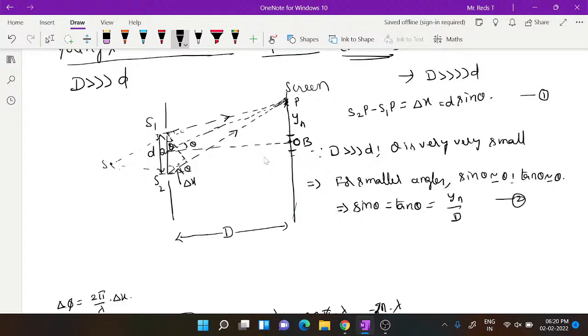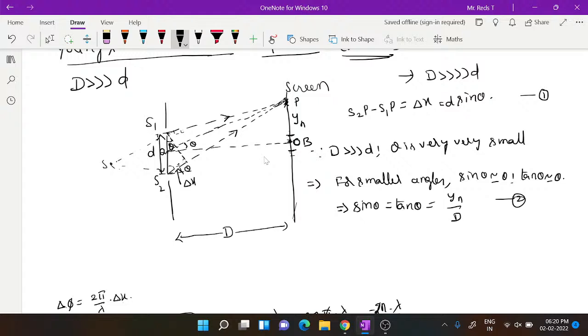If you consider this point, exactly the point on the screen, which is obtained by drawing a line from the midpoint of the slits, the wave from here and the wave from here are observed to have traveled the same distance, equal distance, same path length. You can say distance means path length.